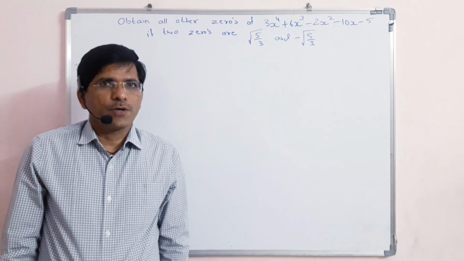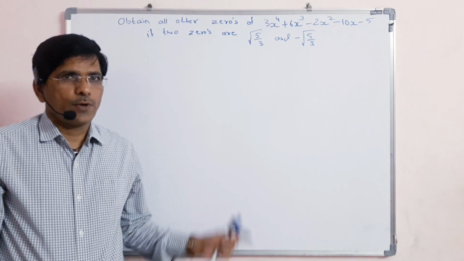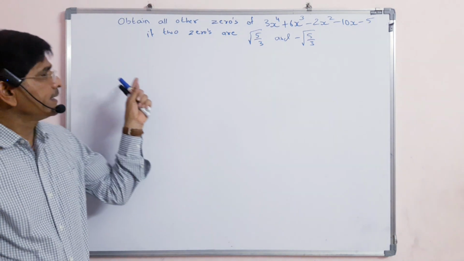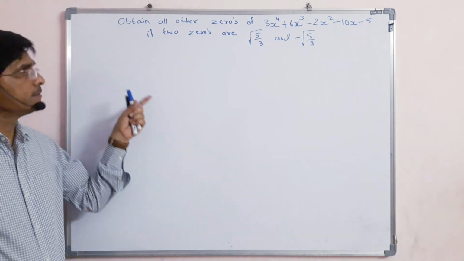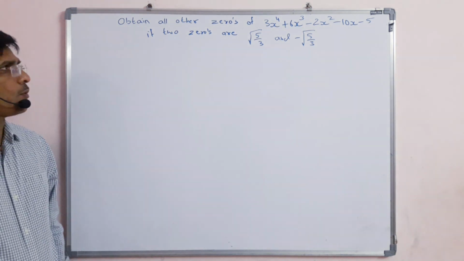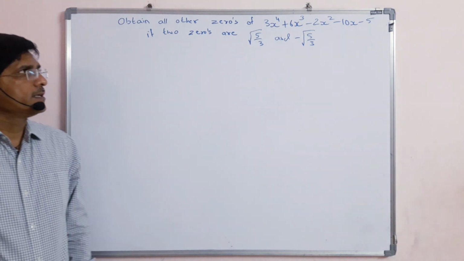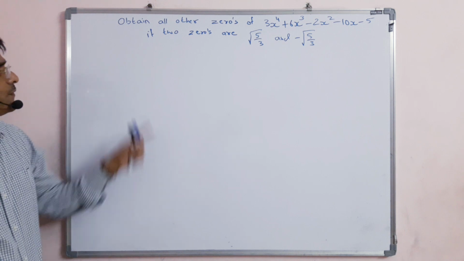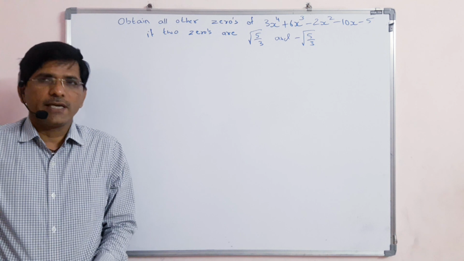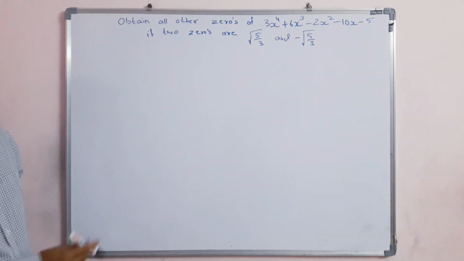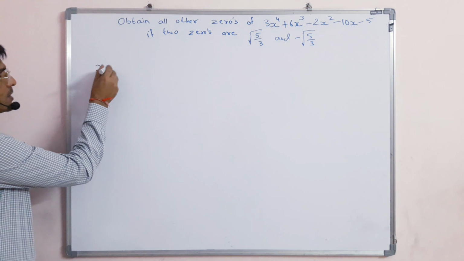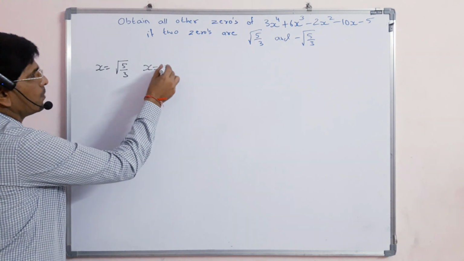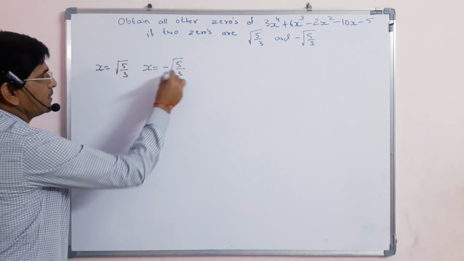Hi friends, we have already discussed that we have to see more examples related to finding all zeros. Here it's a textbook exercise 2.3 question. Obtain all other zeros of 3x⁴ + 6x³ − 2x² − 10x − 5 if two zeros are given. Already we have seen that when two zeros are given, we have to write that x = √5/3 and x = −√5/3.